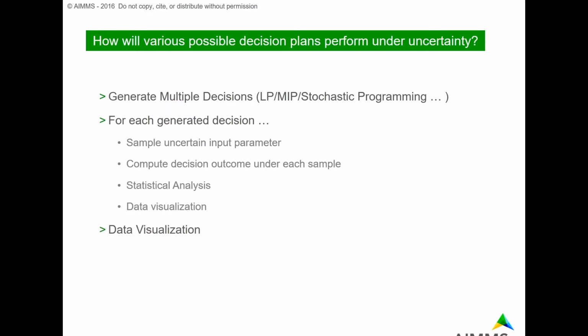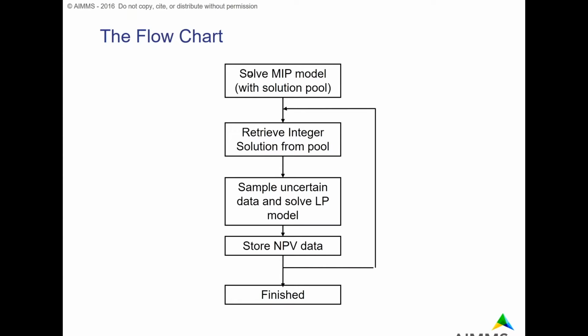To do this, we'll add another outer layer to the simulation we have already done. Before, we just ran a Monte Carlo simulation for one decision. Now we want to generate multiple decisions first, and then for each decision we run the Monte Carlo simulation, and then in the end we do some additional data visualization. So this is a flow chart. First we solve the MIP model and get multiple solutions by using the solution pool.